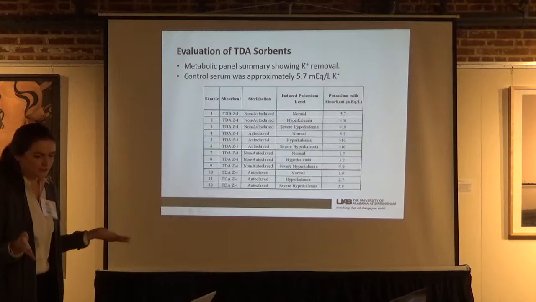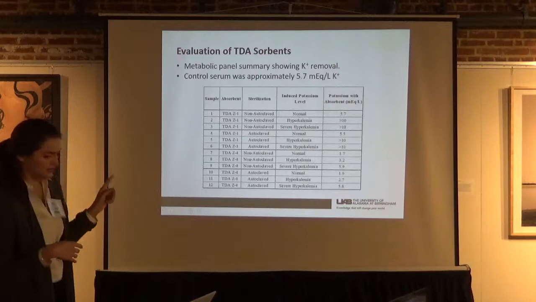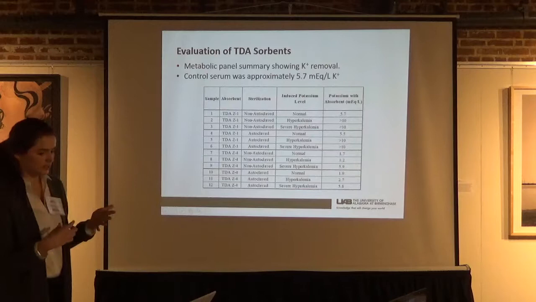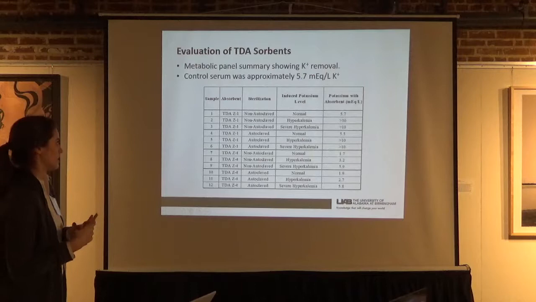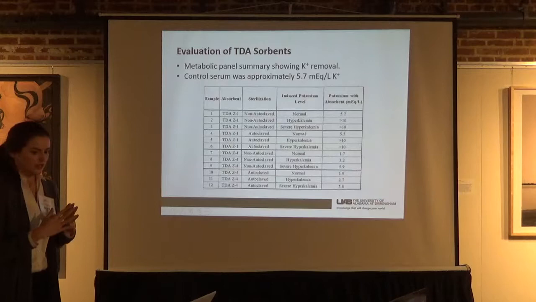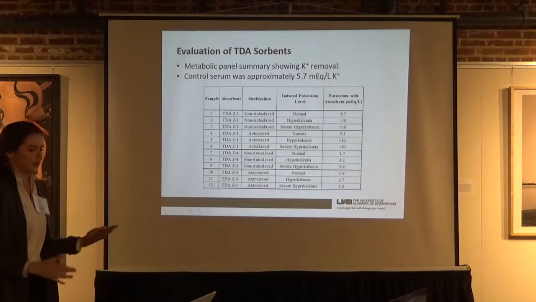The serum samples with the excess potassium demonstrated the potassium concentrations seen in patients with hyperkalemia. With the addition of sorbents, the reduction of potassium was only seen in Z4 and not in Z1. And lastly, autoclaving did not have a significant impact on the other ions and metabolites. So this enabled us to proceed with sorbent Z4 out of the 8 for future studies.